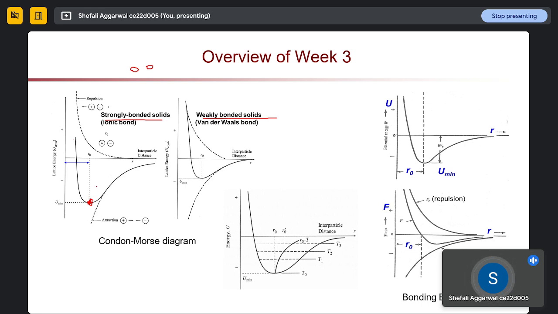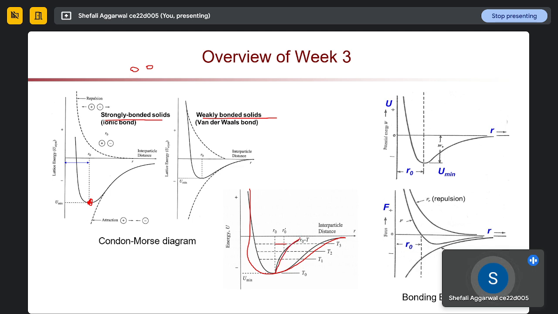If our well is very deep, then we are telling it is strongly bonded, and if the well is very low, then we are telling it is a weakly bonded solid. In the same way for temperature, at different temperatures T0, T1, T2, our curve will keep on changing. If this is our hypothetical curve, it will change based on our temperature.